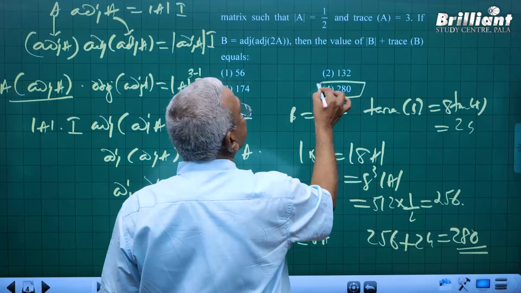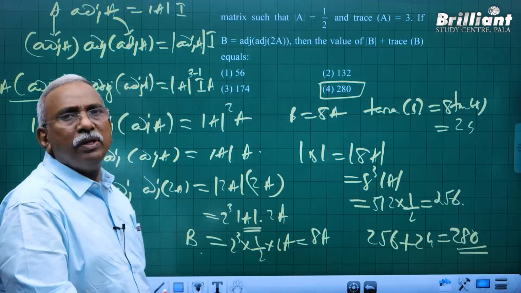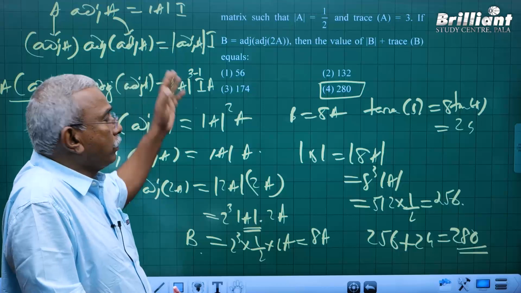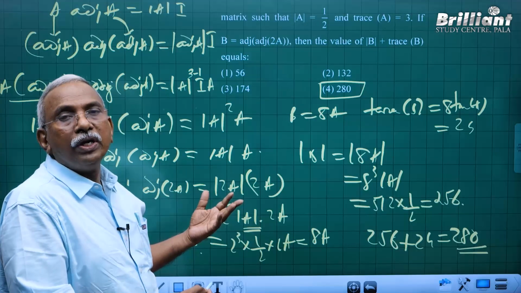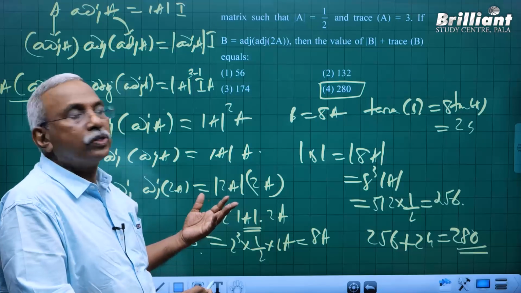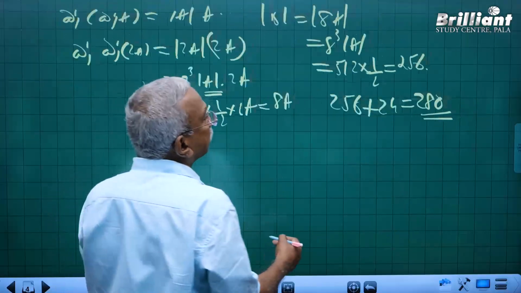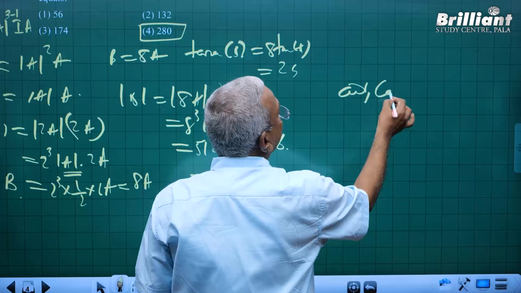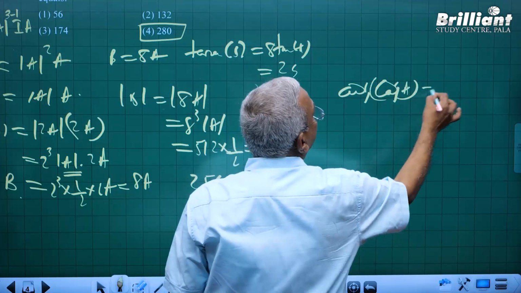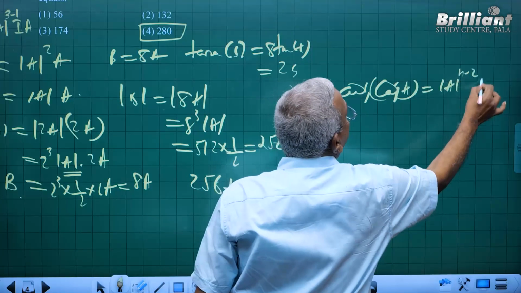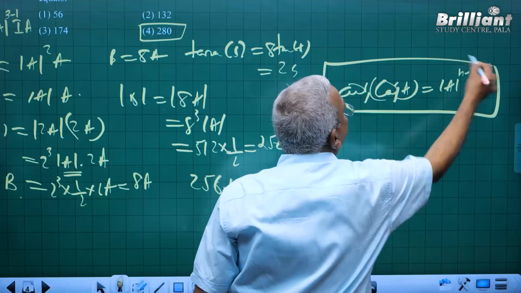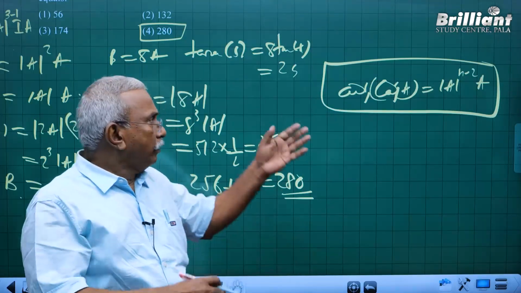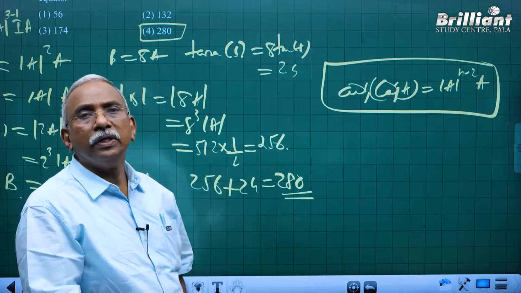This is option 4. It's actually a simple question, but we need this result. Either we can derive it or remember it by heart. Adjoint of adjoint A is determinant of A raised to n minus 2 into A. We can keep this expression directly as adjoint of adjoint A is equal to determinant of A raised to n minus 2 into A. This result. And after that we can proceed without doing this derivation. If you know this condition, you can easily do this.